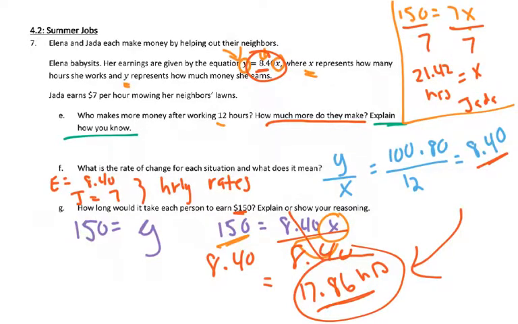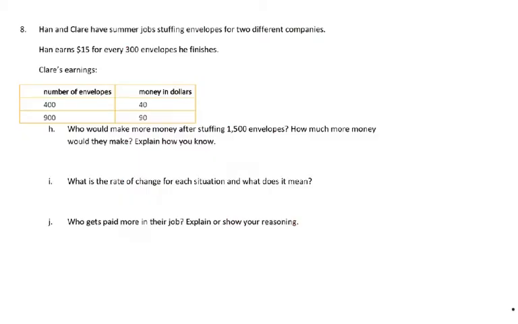All right, let's move on to number 8. Han and Claire have summer jobs stuffing envelopes for 2 different companies. Han earns $15 for every 300 envelopes he finishes, and Claire's earnings are on this table here. Now, who would make more money after stuffing 1,500 envelopes? How much more money would they make? Explain how you know.